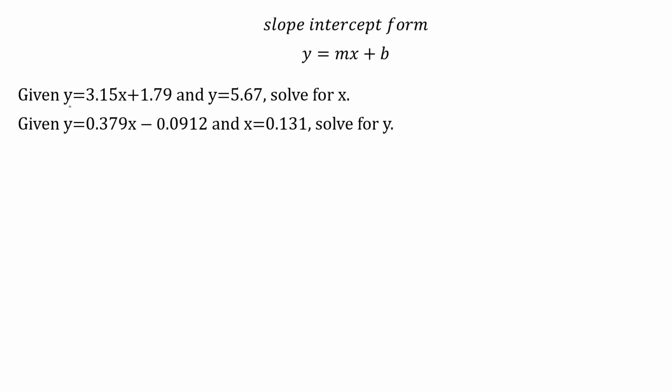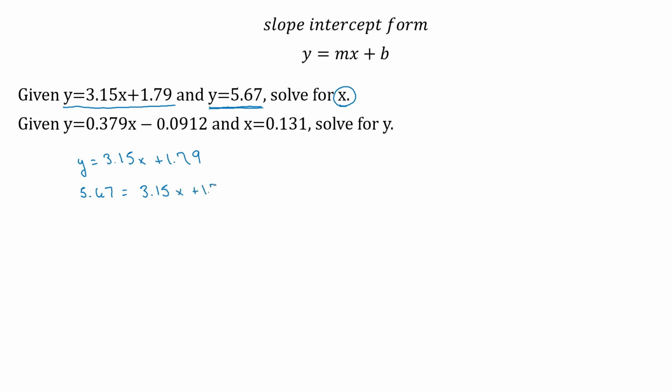For our first one, you can see we are given the equation of the line, and then we're given a value for y. So what we want to do is solve for the value of x that is true at this value of y. Starting with the equation of the line that I have been given, I am simply going to plug in my value of y. So that is 5.67.